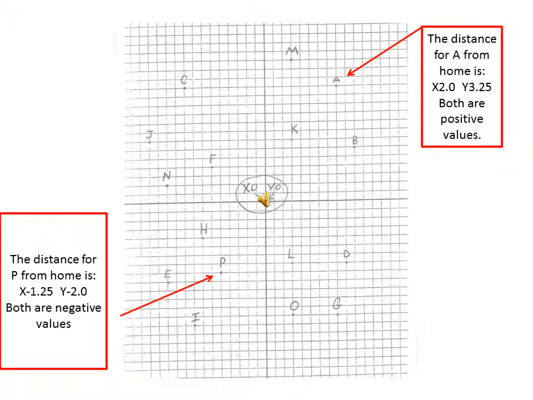Now if we take a look at P, that's going to be in our negative quadrant or bottom left quadrant. And so the distance for P from home is going to be negative 1 1/4. And in our y-axis coming down, it's going to be negative 2 inches. Like I said, both of these values are negative.